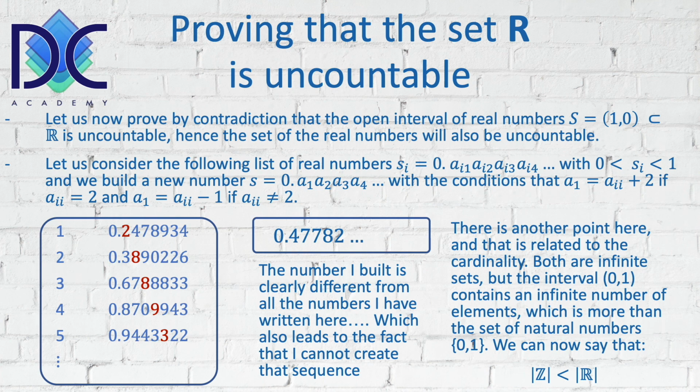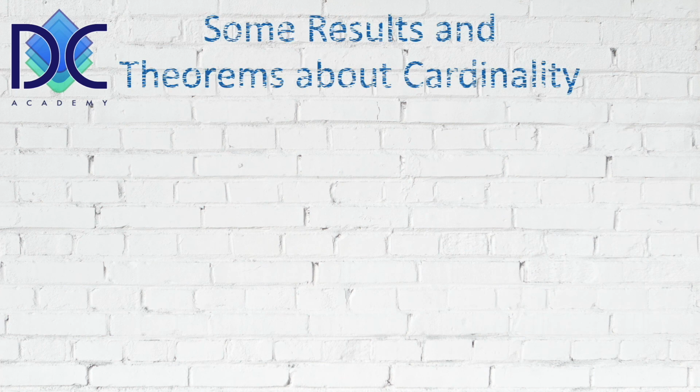Now, when we look at the discrete sets, we can see that the cardinality is the same, while for the continuous sets, the cardinality of those continuous sets is larger than the cardinality of the discrete sets. And that's a very important point to consider when we're looking at cardinality. Now, we also look at some results and theorems about cardinality to finish this video.